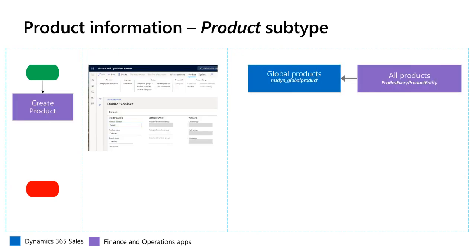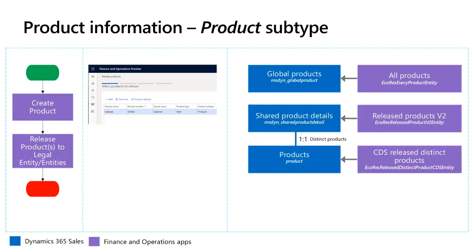So if we look at the flow for a product subtype, we are creating the product. That's triggering this integration here with all products. And then when we release those products to legal entities, we are also triggering these two flows. And really the key entity here in sales is the product entity. So for every one of these products per legal entity, there will be one product there.